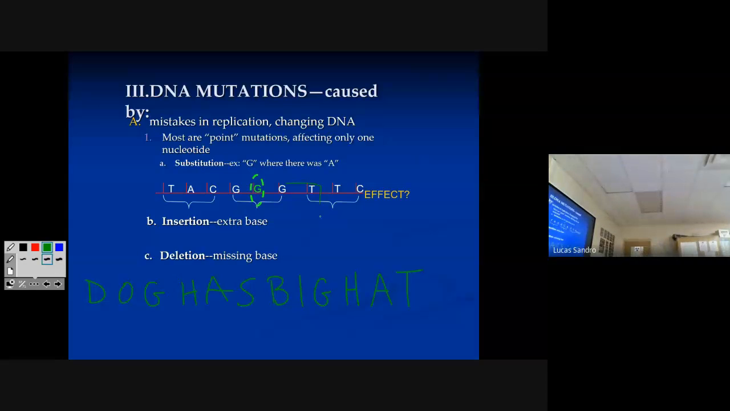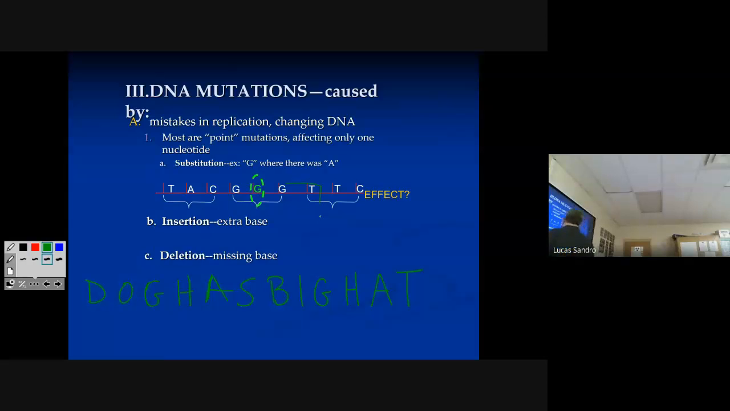So before the mutation, it was an A. Now it's a G. That's what I was trying to say. Probably could have drawn it better. What does that say? Good. Dog has big hat. Awesome. Substitution mutation. What does it say now? Makes a little less sense. Dog was big hat, but still English.